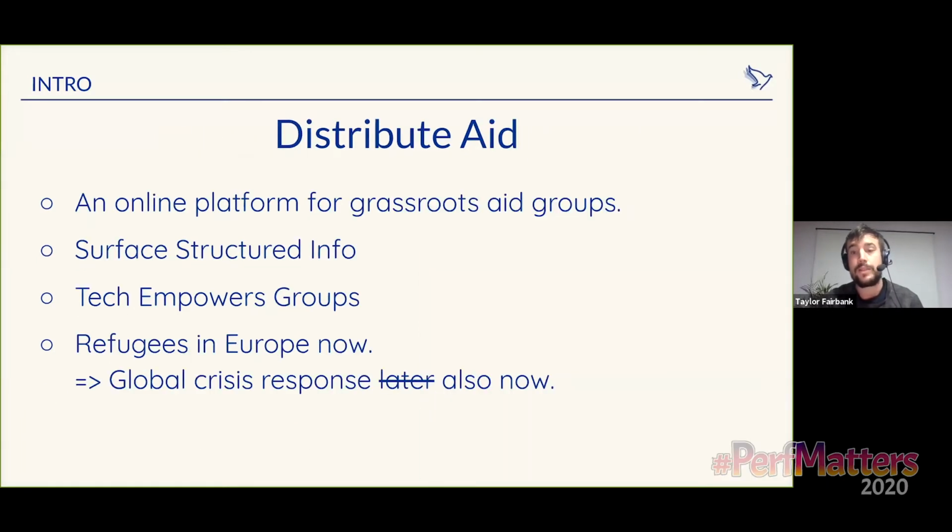So, what is Distribute Aid? We're building technological infrastructure. We're an online platform for grassroots aid groups, and our goal is really not to centralize power or control or make decisions for people. We try not to have an ego about it. We're just trying to surface structured information.